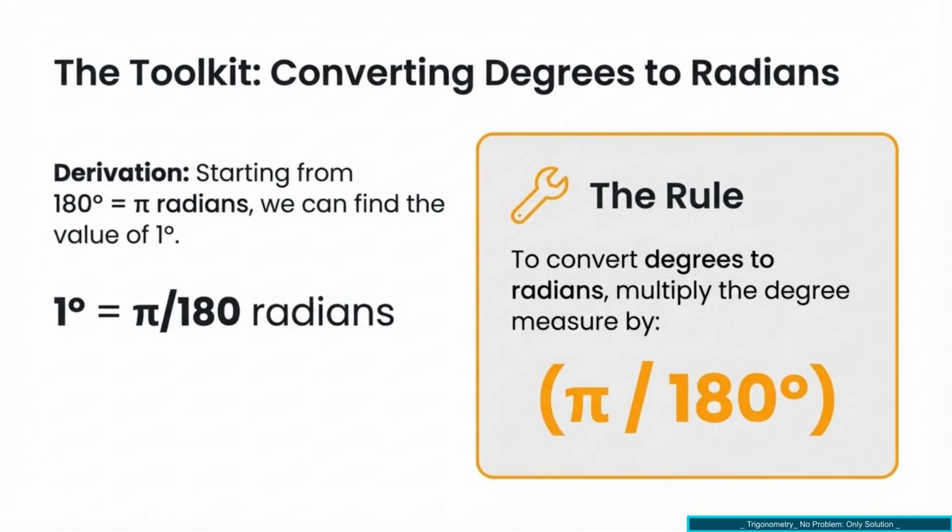To convert degrees to radians, we can derive the conversion factor from 180 degrees equals pi radians. 1 degree is pi over 180 radians. Therefore, multiply the degree measure by pi over 180 degrees.